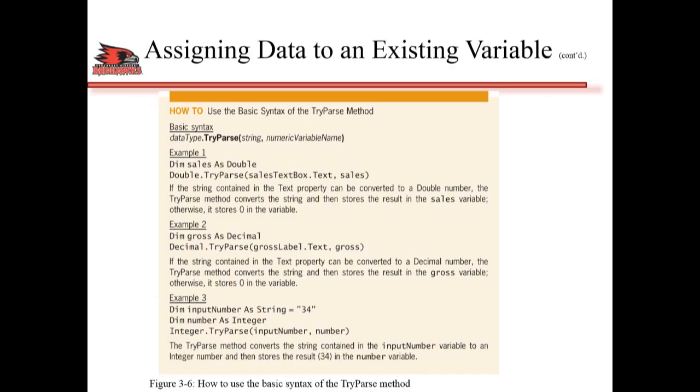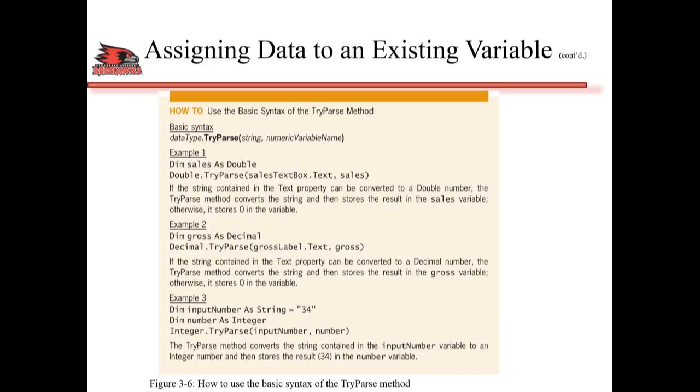So how to use the TryParse method? The syntax is given. You have first the data type you want to convert to, followed by a period, then TryParse, and then in parentheses the string you're converting from, and the numeric variable name which you're converting to.